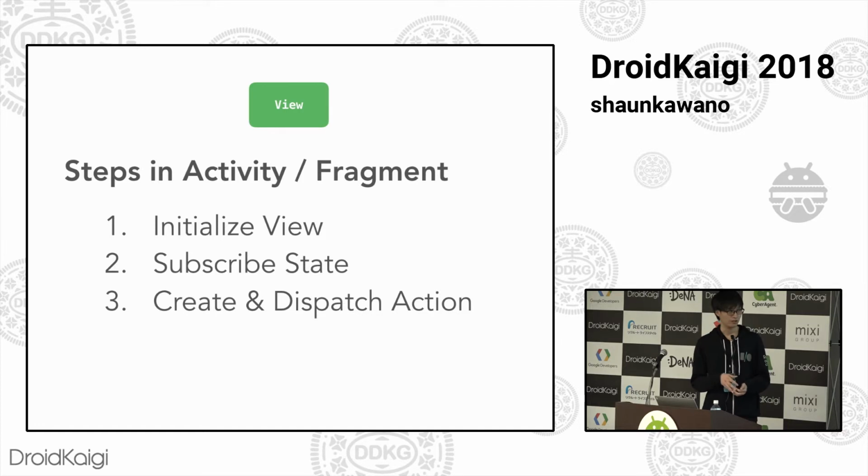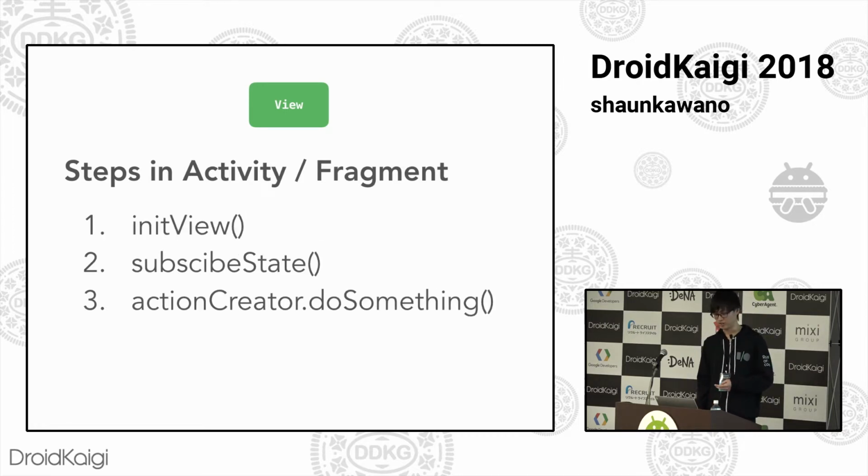So just like we saw, inside activity or fragments on view created, there are basically only 3 steps: initialize view, subscribe state, and create and dispatch action. So all the activities and fragments have similar private functions like this one, and it looks the same. So having only this code, you will never be lost in an activity or fragment with spaghetti code or whatever.